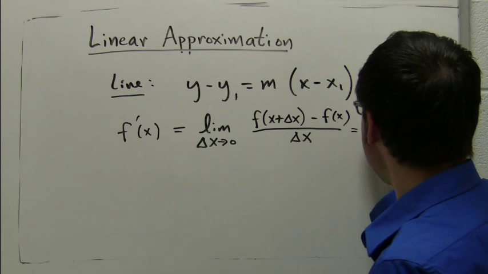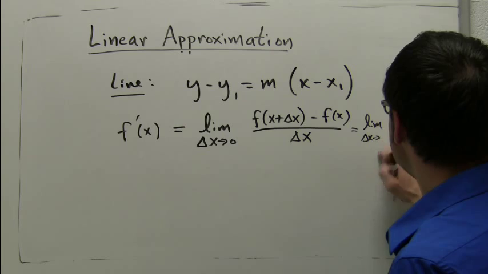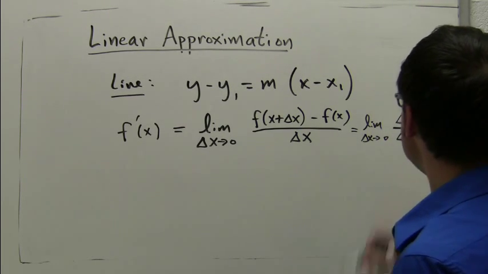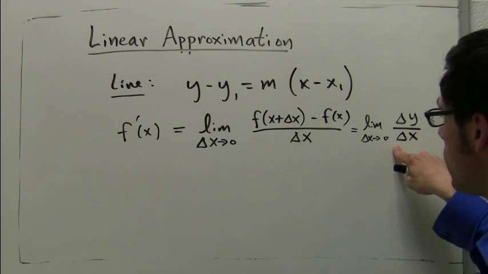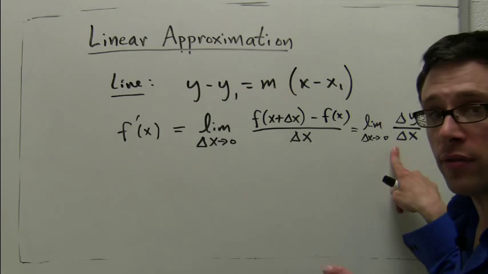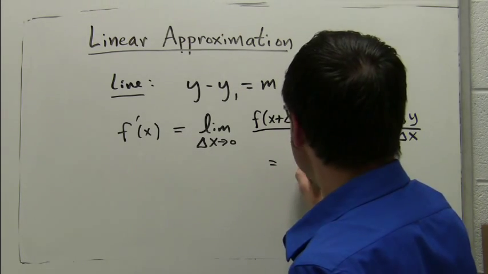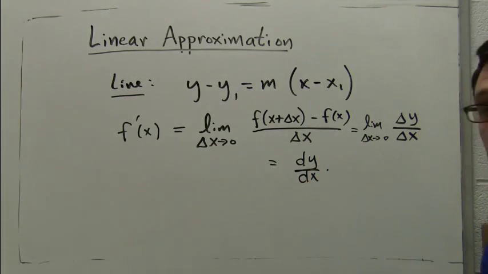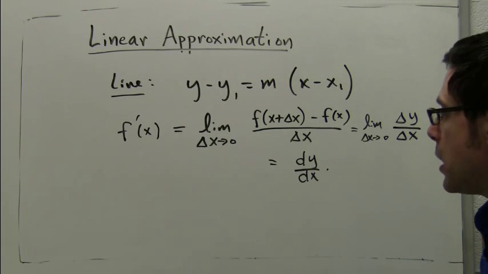And I can still rewrite this as the limit as delta x goes to 0 of delta y over delta x. This is really a slope, remember. And after I've taken the limit, and only after I've taken the limit, these deltas go away and they become the little d's, dy over dx. That's when I've taken the limit, and that's the derivative. This is my Leibniz notation of the derivative, and we know this already.